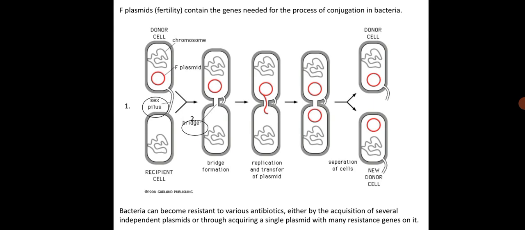F plasmids contain the genes needed for the process of conjugation in bacteria. Bacteria can become resistant to various antibiotics either by the acquisition of several independent plasmids or through acquiring a single plasmid with many resistance genes on it.